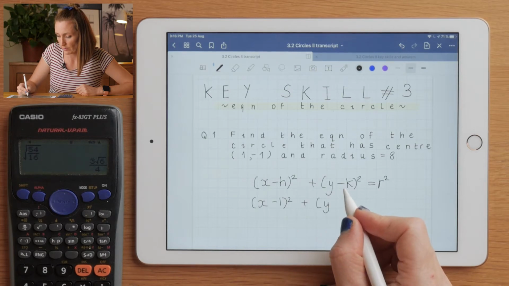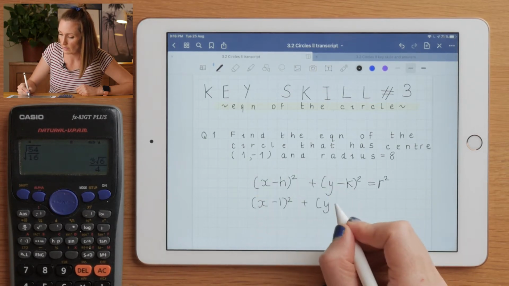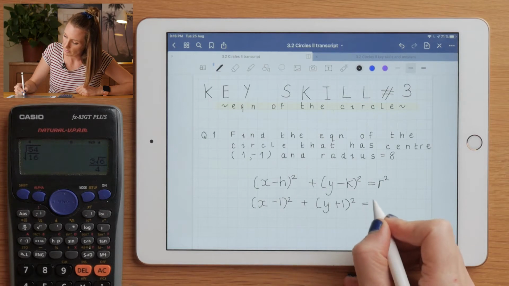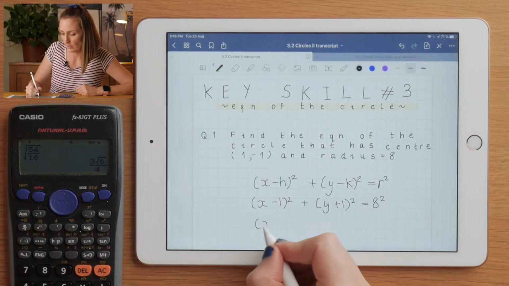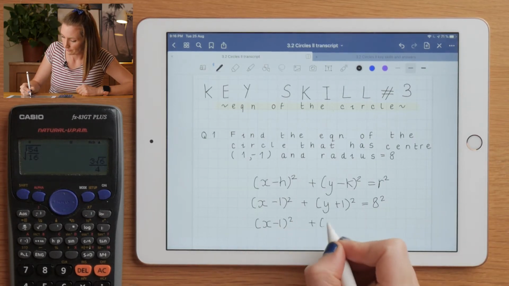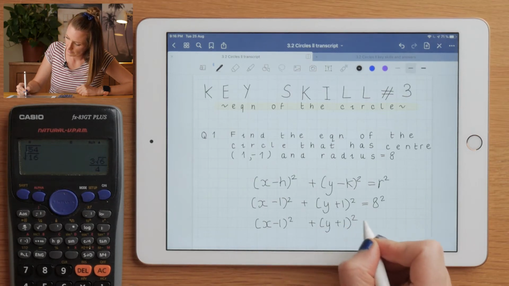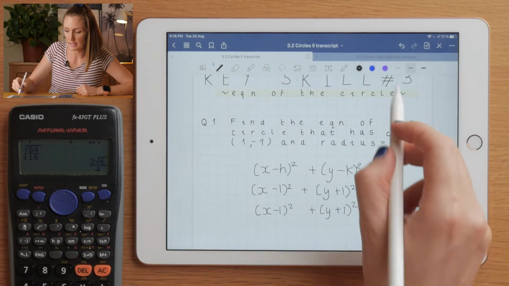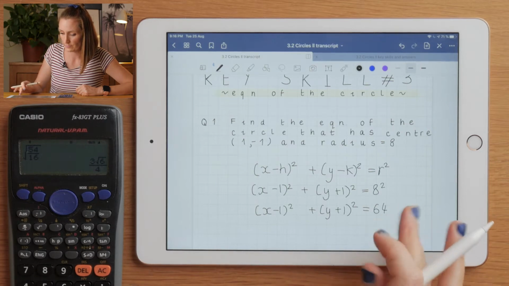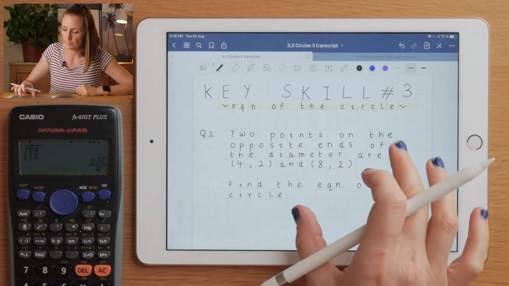Now don't forget the double minus because it's minus 1, so that would be plus 1 squared equals 8 squared. Or you can say equals 64. And that's it, that's the equation of the circle. Let's have a look at question 2.